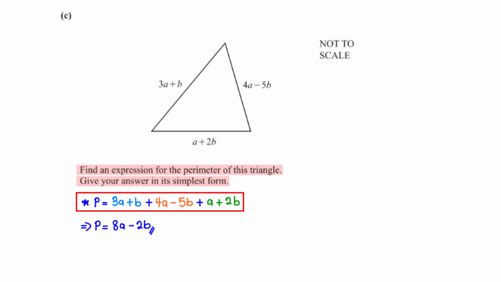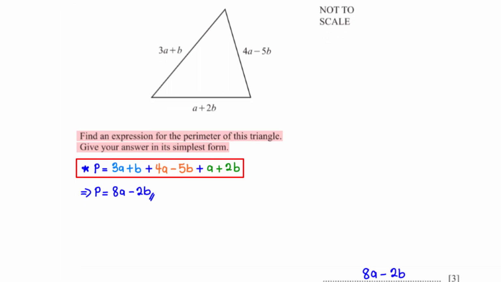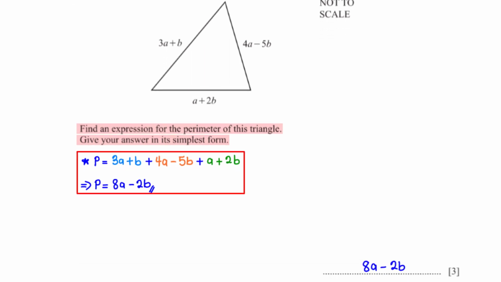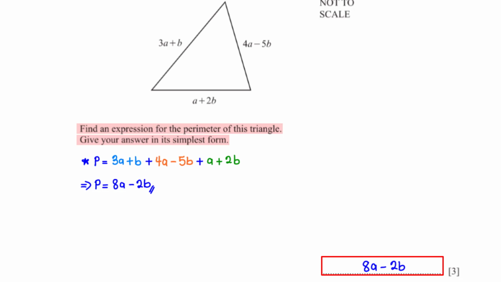When we group like terms, 3a + 4a + a is 8a. b - 5b + 2b is -2b. So we have 8a - 2b.